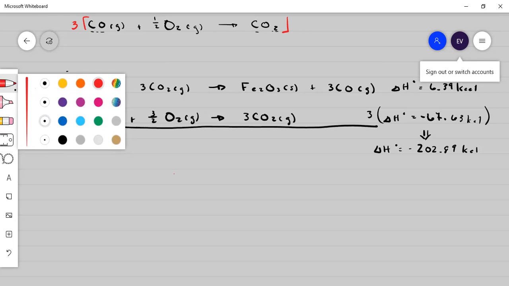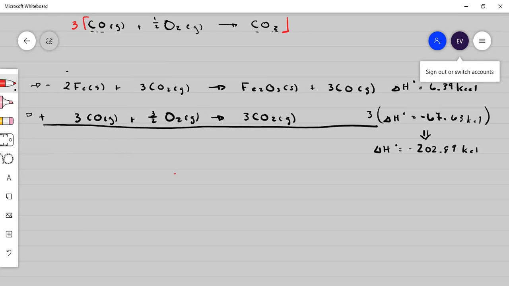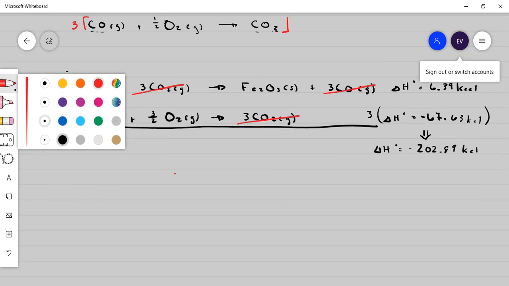Okay, so let's go ahead and add these up, but first let's cancel everything that's the same. All right, so I'm going to cancel this one because we have 3 moles of CO here. We have 3 moles of CO here. We have 3 moles of CO2 here. We have 3 moles of CO2 here. Okay, so those are the ones that are the same on both sides, right?